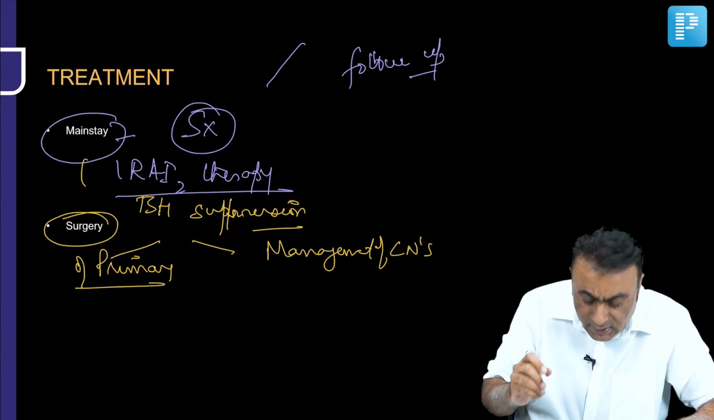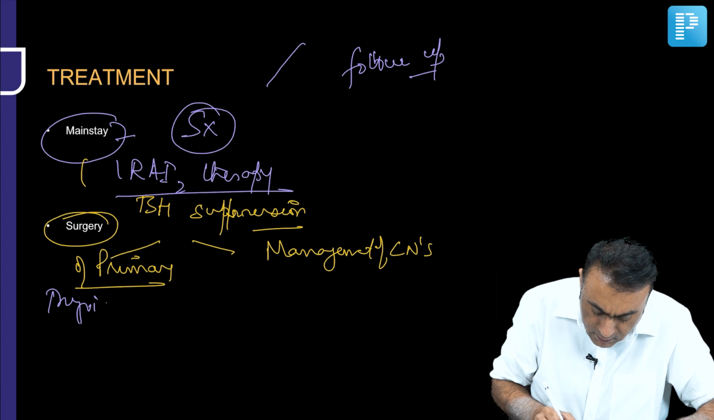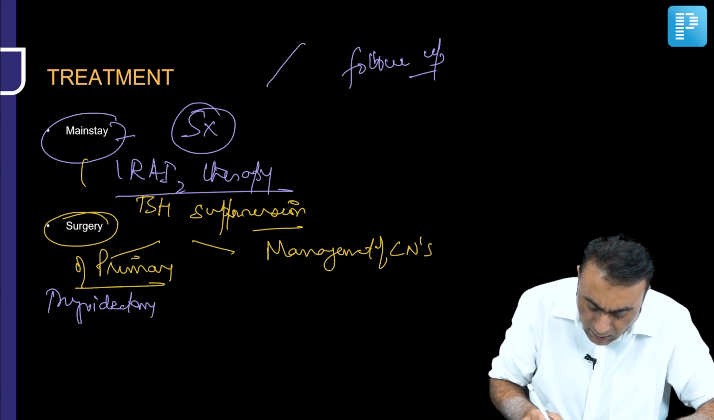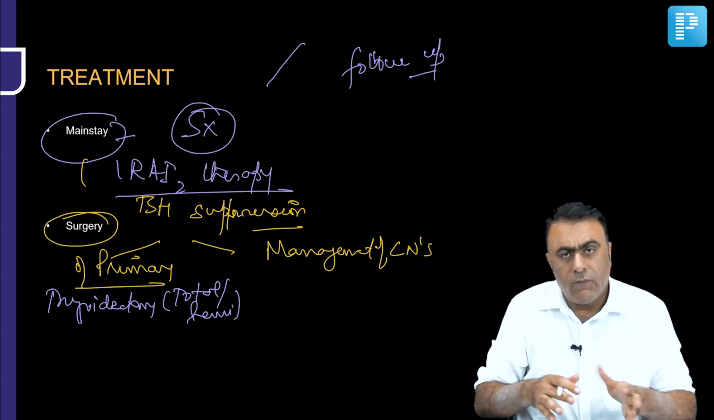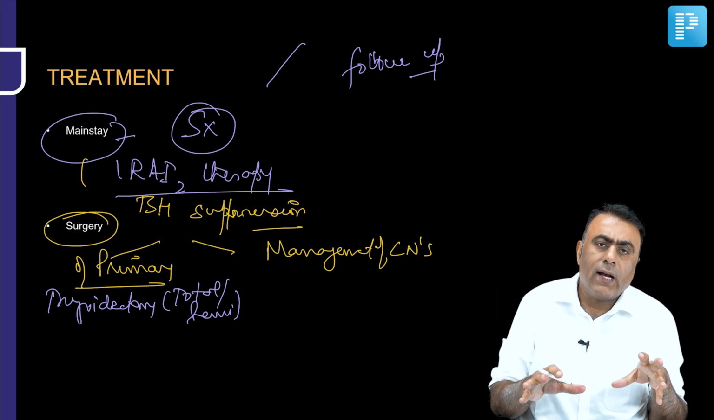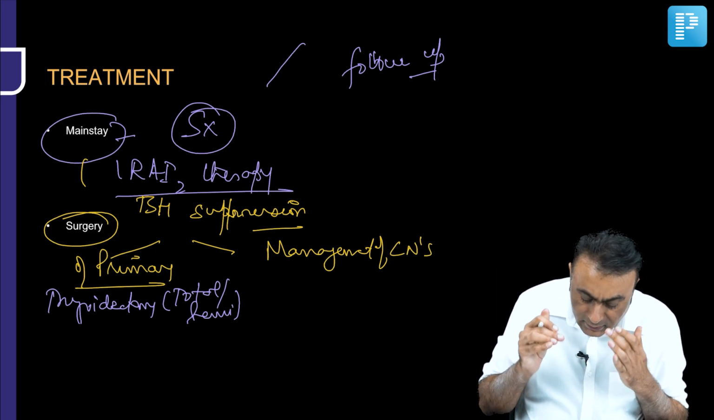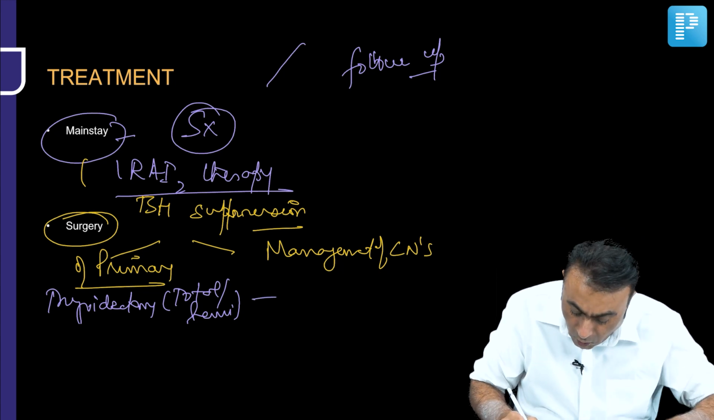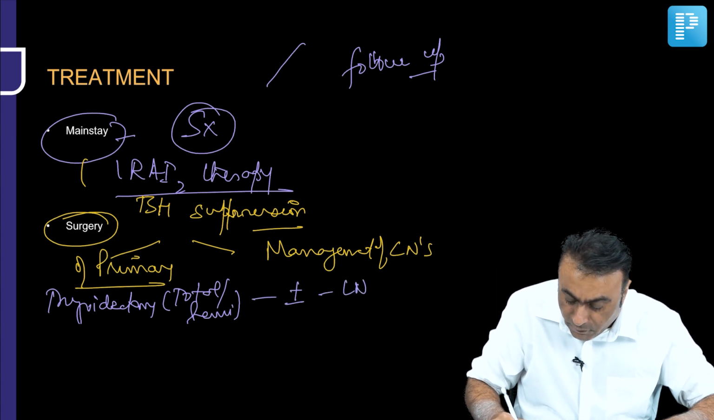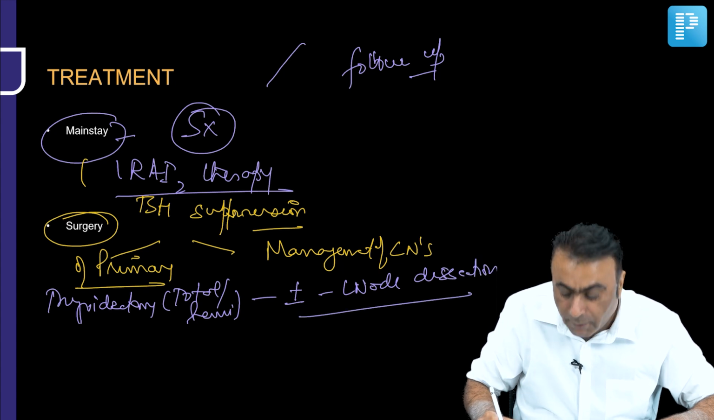As far as surgery of the primary is concerned, we will do thyroidectomy. This can be a total thyroidectomy or a hemithyroidectomy. We'll see when we go for total and when for hemi, and how to decide. This thyroidectomy may or may not be accompanied by a lymph node dissection, as management of the lymph nodes.